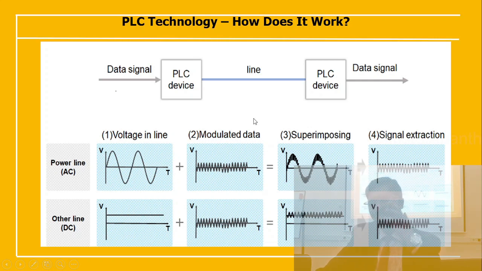So this is the PLC technology. The data signal is passed on to the PLC device, and then we have line-to-line communication of the data signal. On the power line there is an AC voltage in one line, and on the other line a DC, with the same signal. Then we have the modulated data, the modulated signal. This voltage in the line along with the modulated data gives you a superimposed signal like this one. You then extract the signal and reconstruct it to get the original signal.